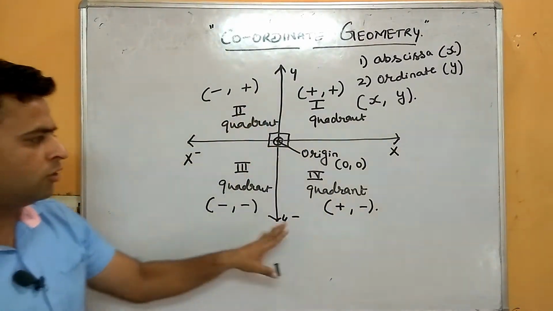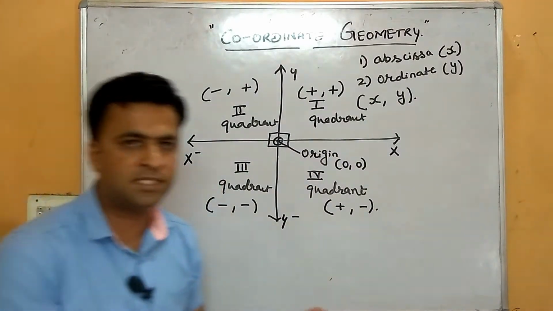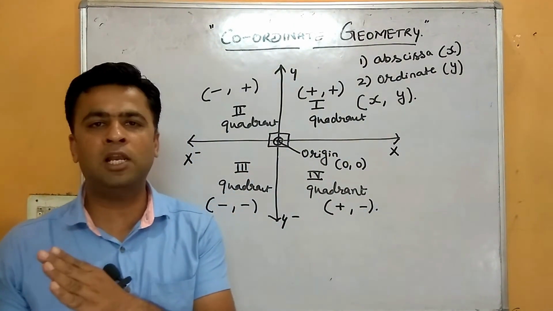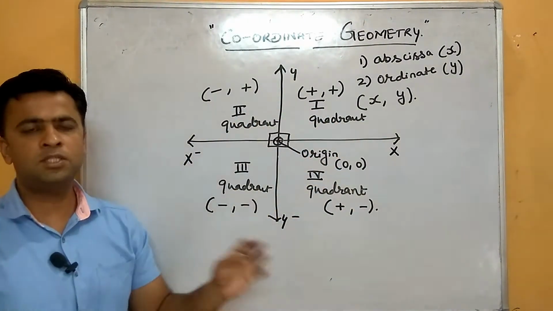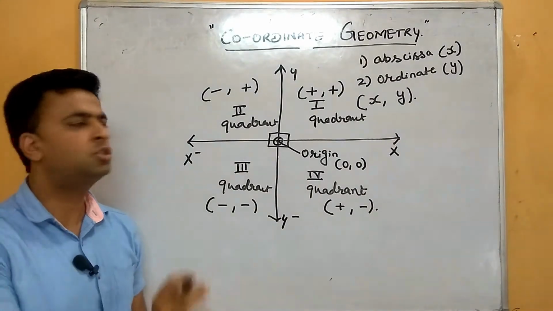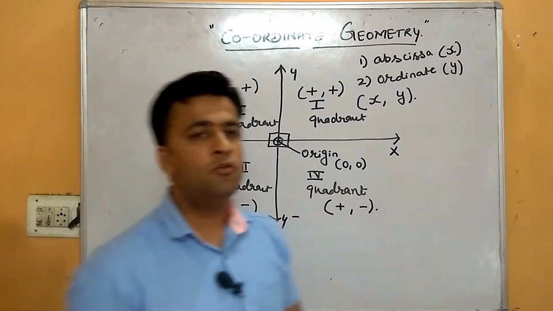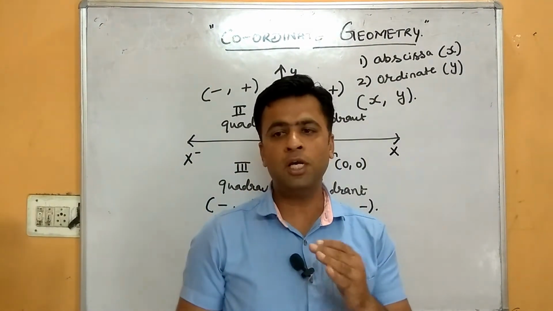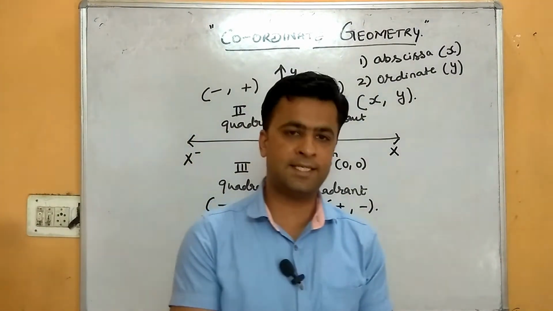So we have four quadrants. So we can find out in which quadrant the value of abscissa, meaning value of x, and the value of ordinate, meaning value of y, is positive or negative. According to this we can point out the quadrants. But sometimes the value of x or the value of y is 0. So it will not lie in a quadrant, it will lie on the axis.